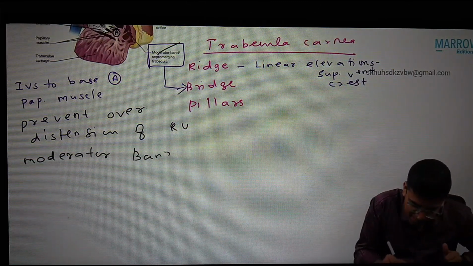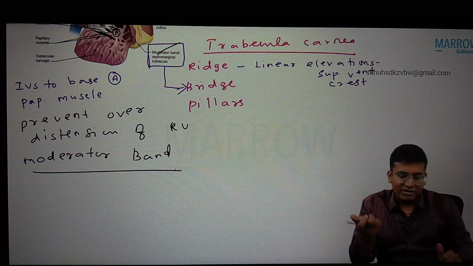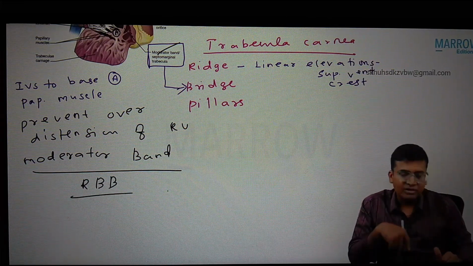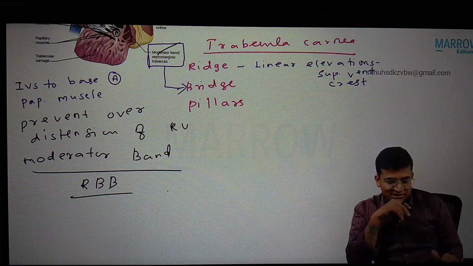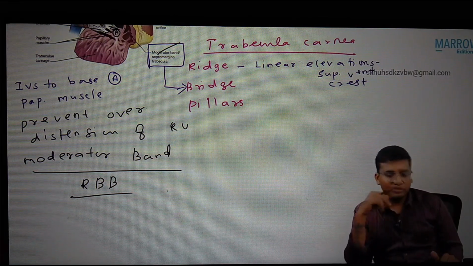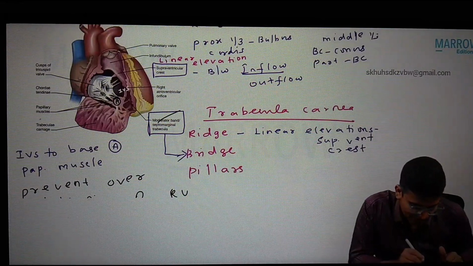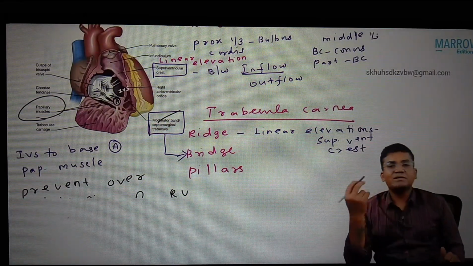Moderator band. Now this moderator band or septomarginal trabeculae contains the right bundle branch. So the right bundle branch is present in the septomarginal trabeculae. And one last structure is the pillar. Now the pillars are nothing but the papillary muscles.